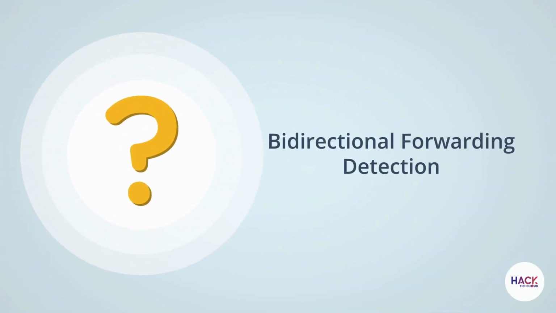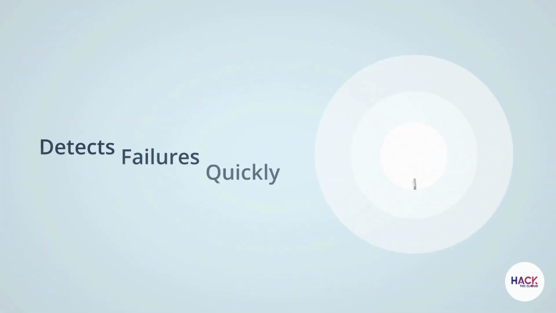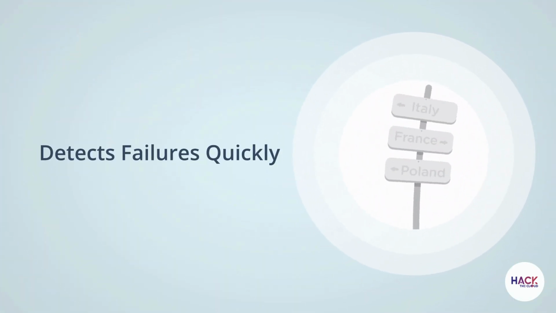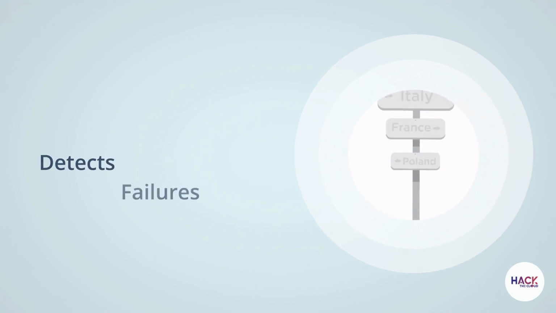Bidirectional forwarding detection, BFD. Finally, we have bidirectional forwarding detection, BFD. This protocol detects failures quickly on links when enabled. It's like having a super fast referee ready to call out any fouls in the network.